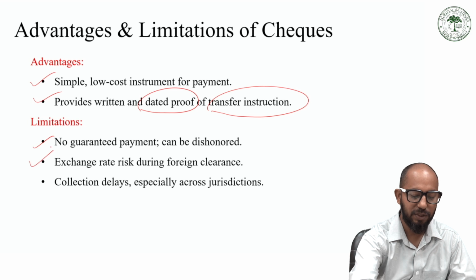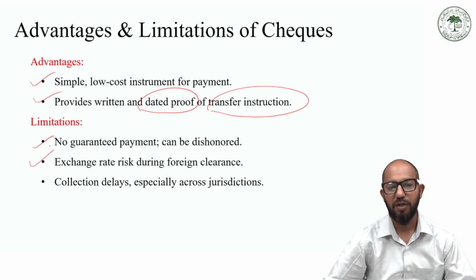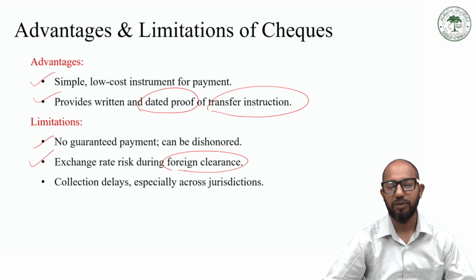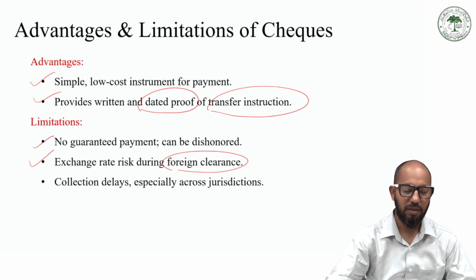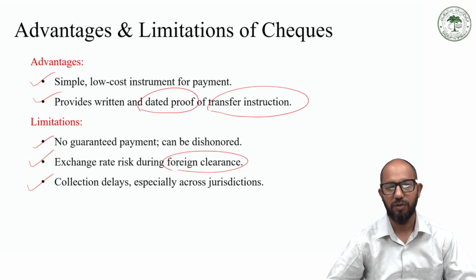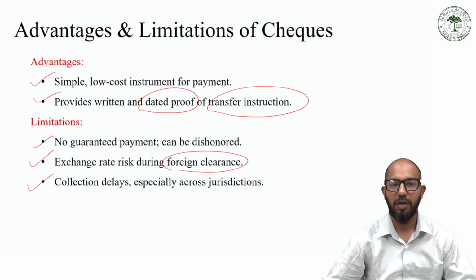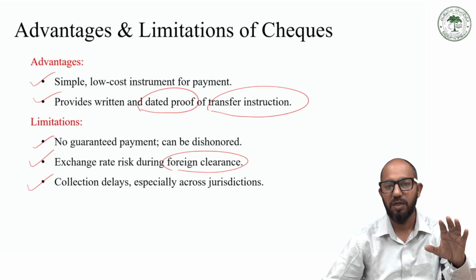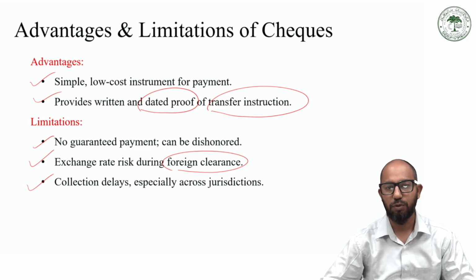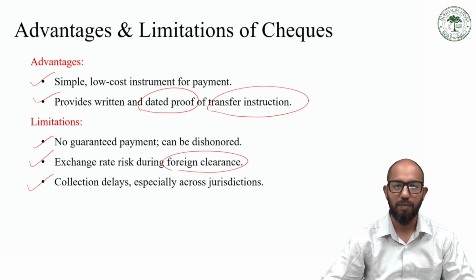The second limitation is exchange rate risk during foreign clearance. There may be exchange rate fluctuations, and because of these fluctuations, there may be problems in foreign clearance. The third limitation is that there can be collection delays, especially across different jurisdictions. Thus, an exporter has to look at the advantages as well as the disadvantages while deciding whether checks should be used as the payment instrument or not.